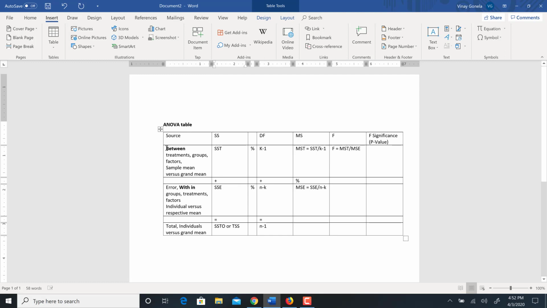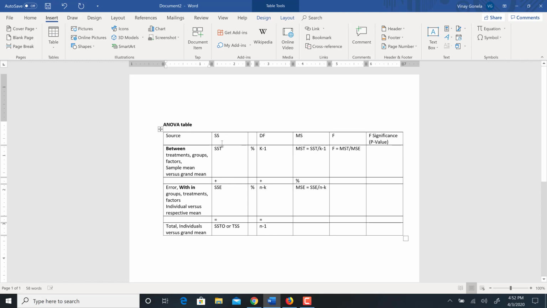This is the source of variation, the first column. The first one is between treatments, groups, or factors, or they can say sample mean versus grand mean. And this row is error, within groups, treatments, or factors, individuals versus respective means. And this is total, individuals versus grand mean.